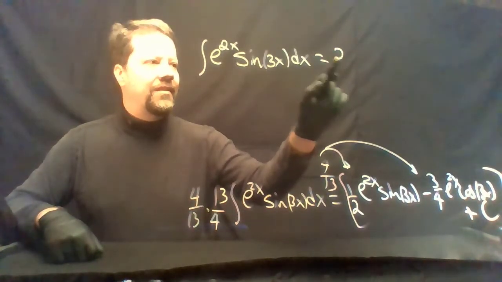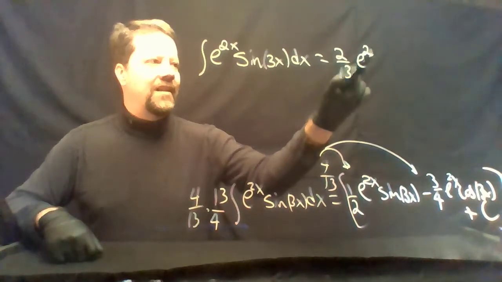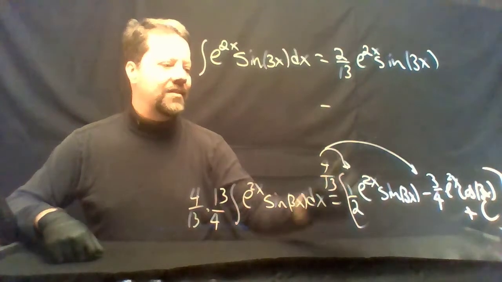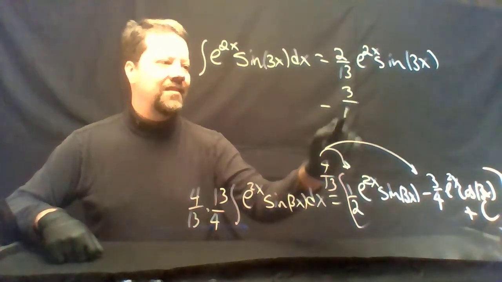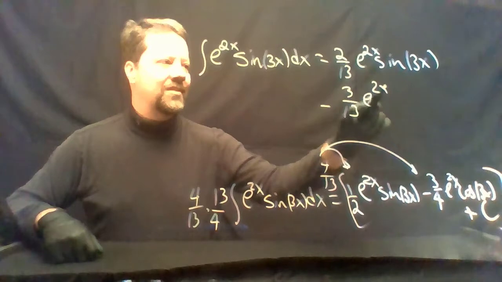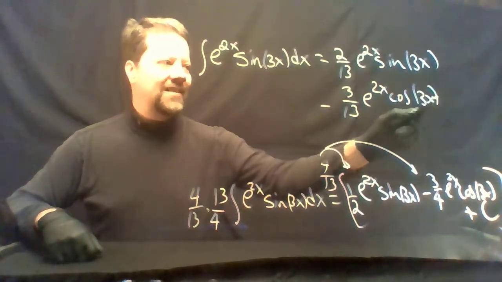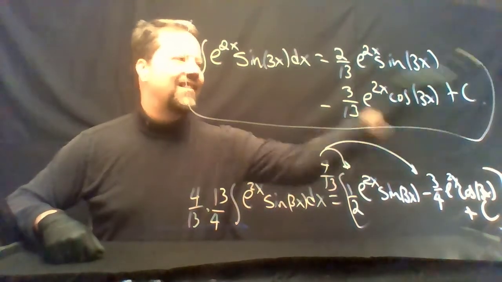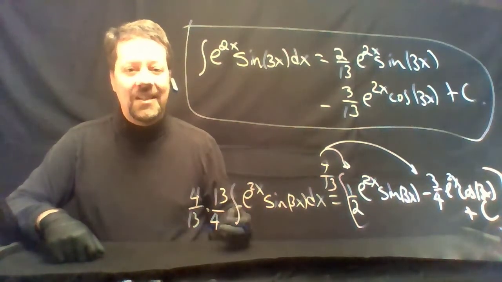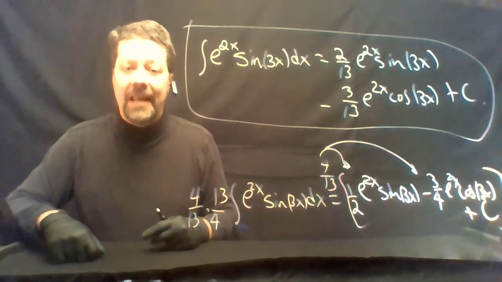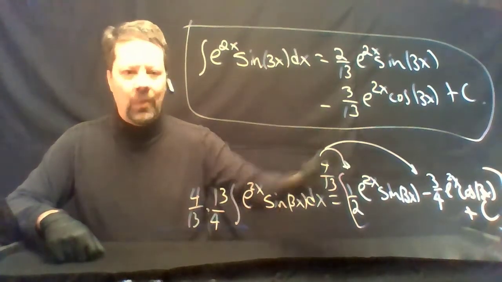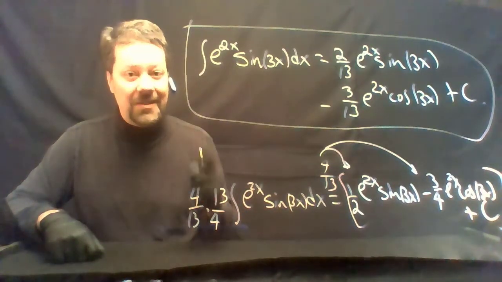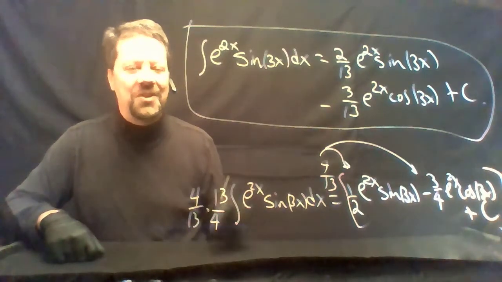We'll have 2/13 e to the 2x sine of 3x, and then minus 3/13 e to the 2x cosine 3x, and then plus an arbitrary constant of integration. We did this with 2 applications of integration by parts, moving one term to the other side and dividing by a coefficient. That's an interesting process that you need to understand. Make sure you study this example.